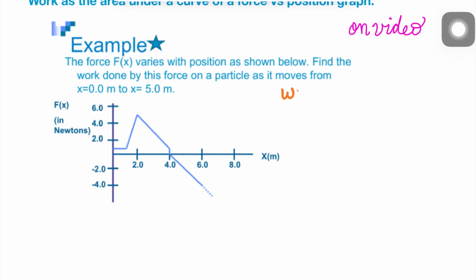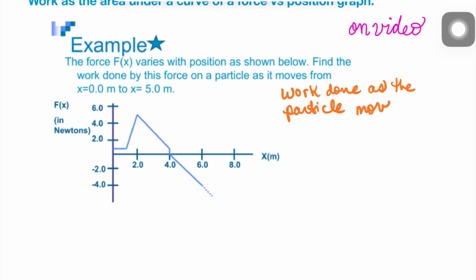In this problem, we are asked to calculate the work done by a force that varies as it acts on a particle that is moved from the origin to the x equals 5 meter mark. And we're going to have to calculate this one a little differently because the force varies.